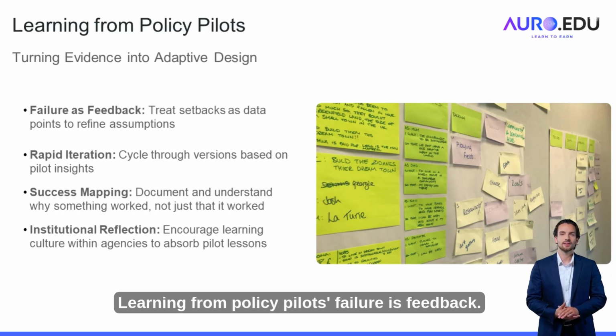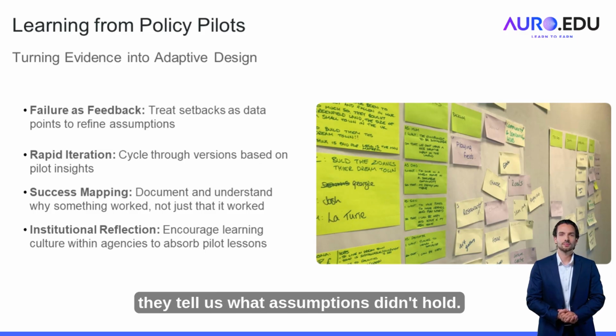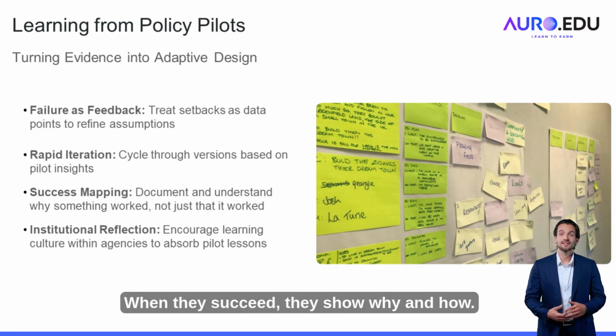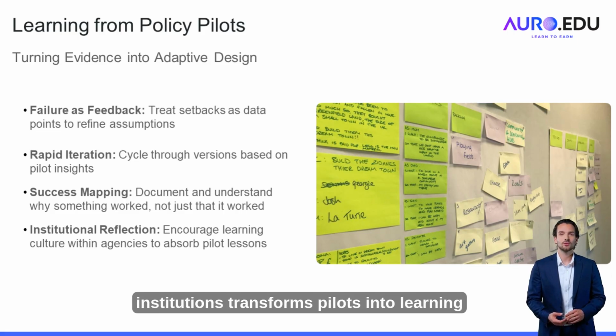Learning from policy pilots: failure is feedback. When pilots go wrong, they tell us what assumptions didn't hold. When they succeed, they show why and how. Capturing both lessons and codifying them within institutions transforms pilots into learning platforms.